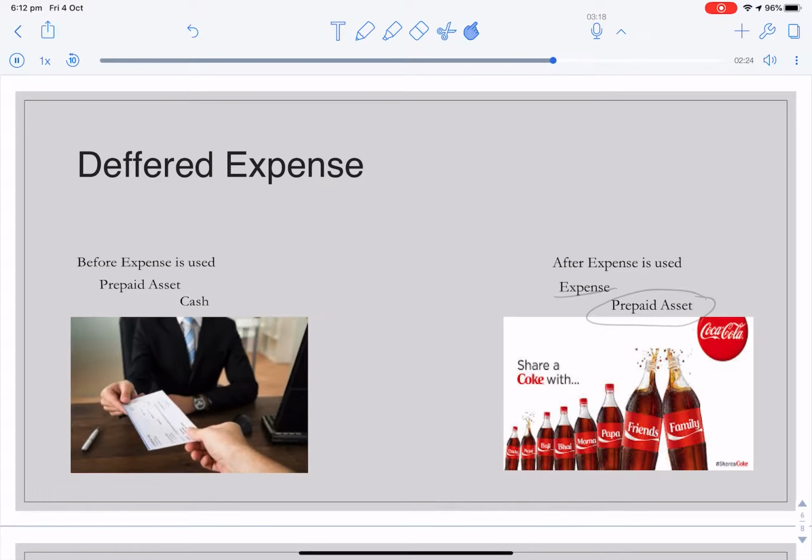Let's say 1 month passes. You then have to record the adjusting entry where you debit 1 month worth of advertising expense and credit 1 month worth of prepaid advertising.